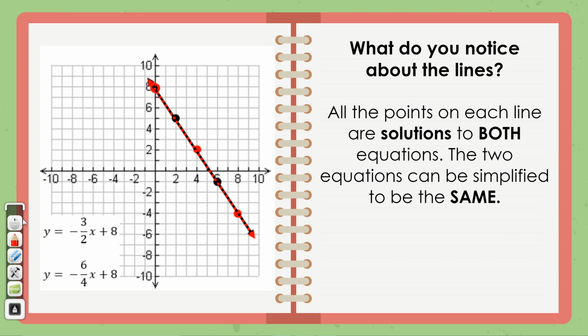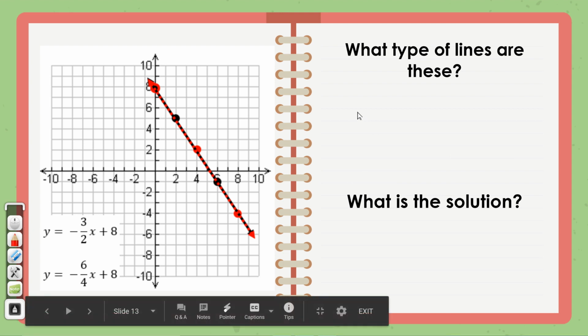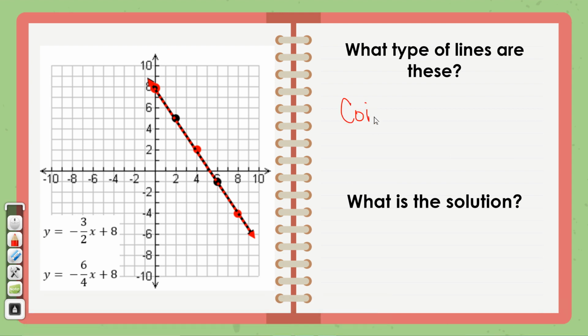Number 3, what type of lines are these? We call these coinciding lines. Coinciding means that they go together in exactly the same spots.